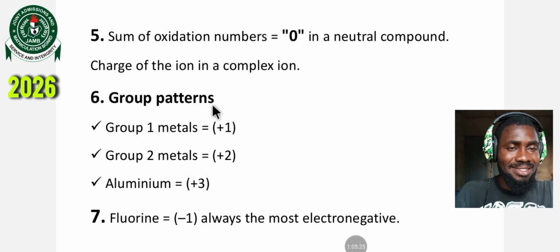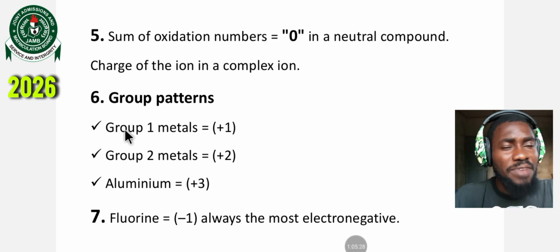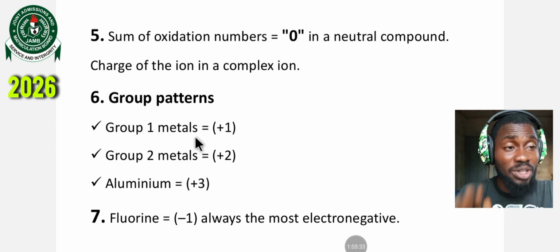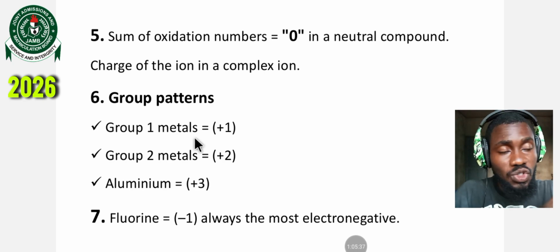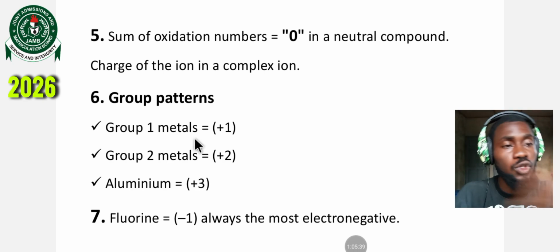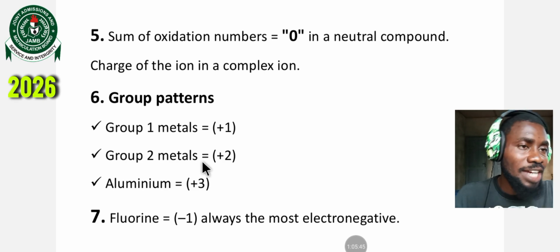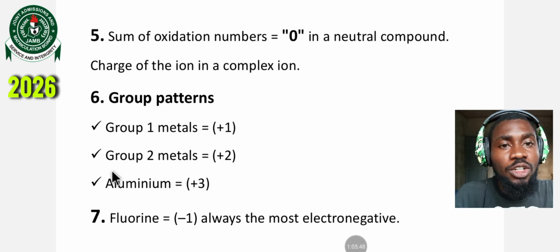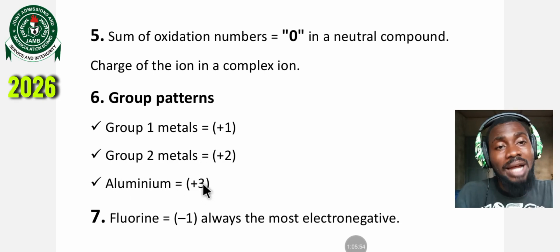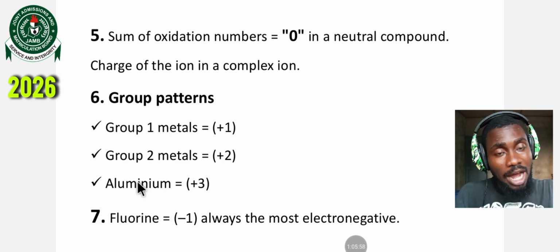Rule number 6, group patterns. What are the group patterns? The first group pattern is group 1 metals. If you know the periodic table well, all the group 1 metals are +1 charge. Then all the group 2 metals are having +2 charge. Aluminium is the only one having +3 amongst them.